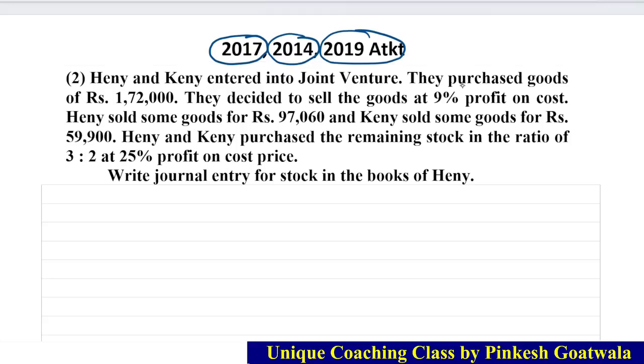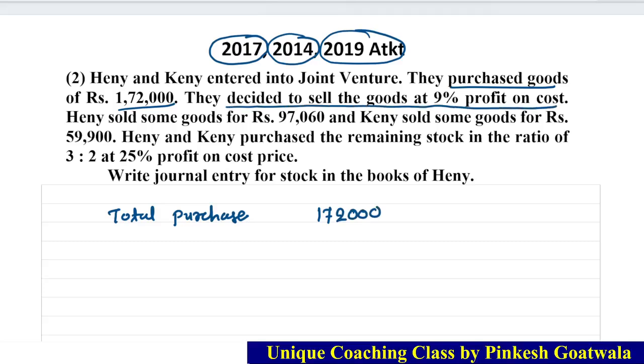Okay, first of all, what happened? They purchased goods of 172, so total purchase 1,72,000. Now think here. They decided to sell the goods at 9% profit on cost. Hanny sold some goods 97060 and Kenny sold some goods 59900. That means they sold goods, the amount of sale is given.